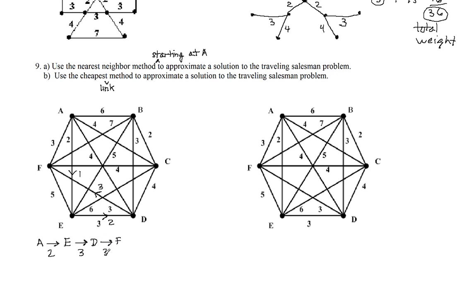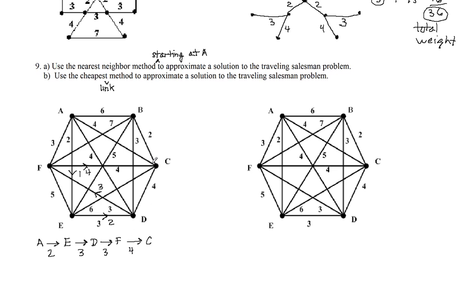And that's a 3. And then from F, we've got to hit B and C before we get back to A. It's 4 units to C, and it's 7 units to B. So we want to go to C next. So that's going to be our fourth move. So F to C, and that is 4 units.